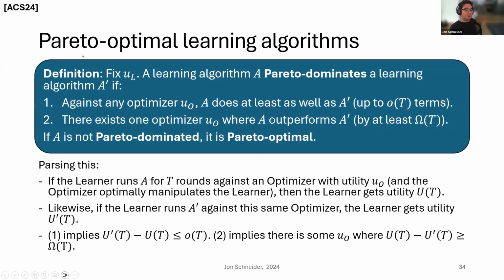Okay, so there's a definition of asymptotically Pareto optimal above. Intuitively, you should think about it as follows. We say that one algorithm Pareto dominates a second algorithm if the learner never suffers worse utility. Let's say algorithms A and A prime. We say that A dominates A prime if the learner never suffers significantly less utility by running A than A prime, and there's some case where the learner gets a lot more utility by running A than A prime. So this is what it means for A to dominate A prime. And of course, if A is not dominated by any algorithm, it's Pareto optimal.